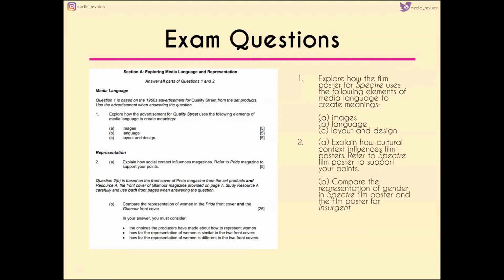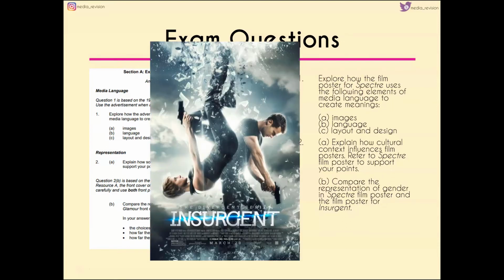Explore how cultural context influences film posters. So here not only have I changed the focus of the question, but I've also changed the text that we're looking at as well. And then we're going to look at comparing the representation of gender in the Spectre film poster and also the film poster for Insurgent, which is the one that I've got up here. And we're going to have a look at answering these together.